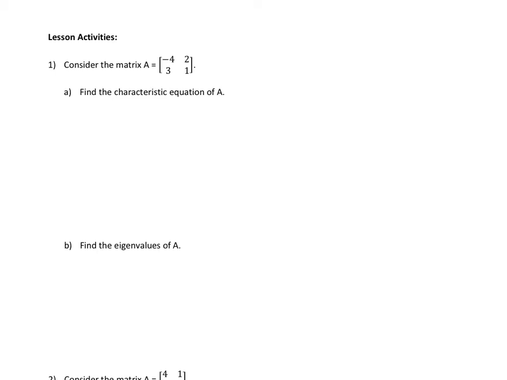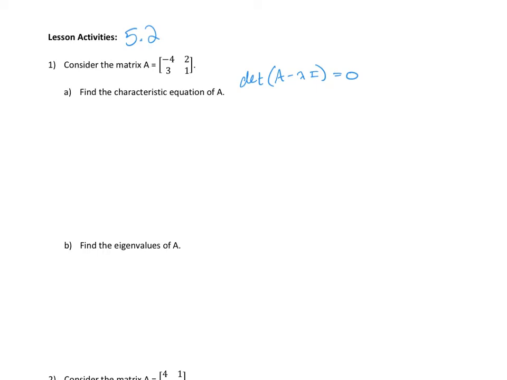Consider the matrix. This is the 5.2 lesson activities. Consider the matrix A, -4, 2, 3, 1. Find the characteristic equation of A. The characteristic equation is found by taking the determinant of A minus lambda I and setting it equal to 0. Without the equals 0 part, we call it the characteristic polynomial. When you add equals 0, it's called the characteristic equation.